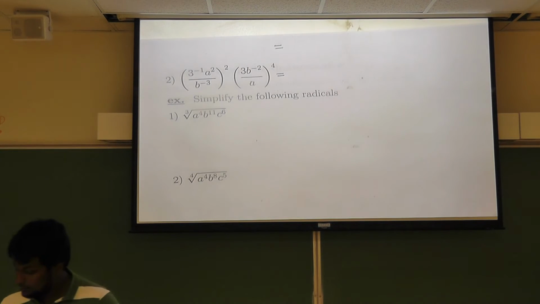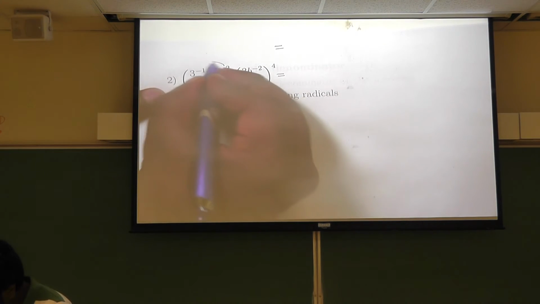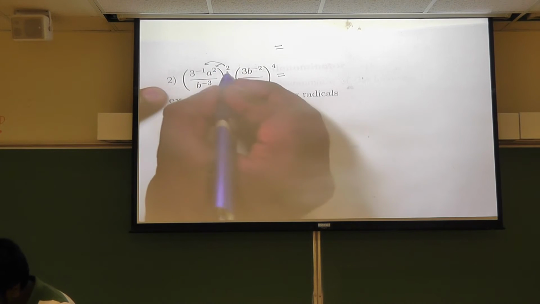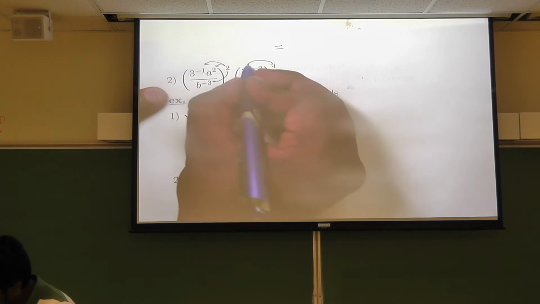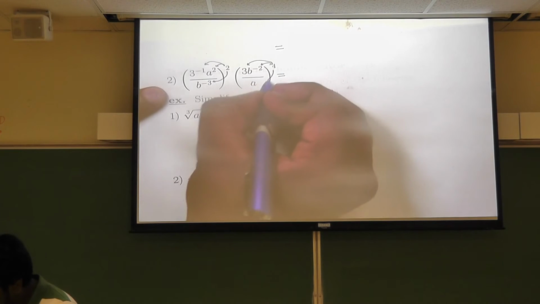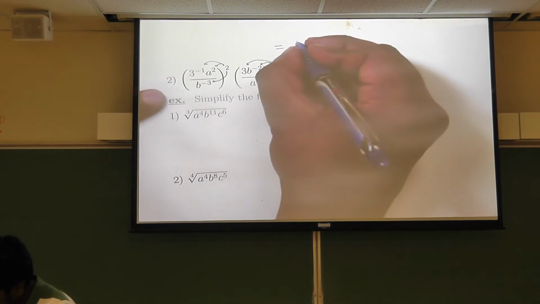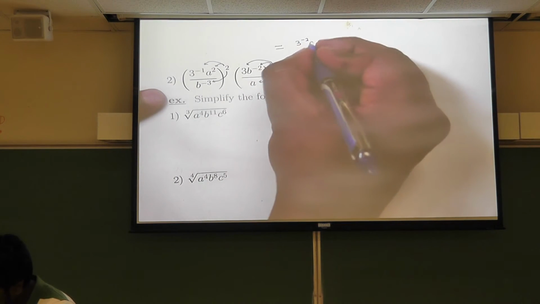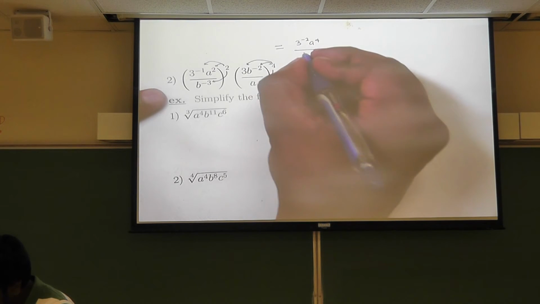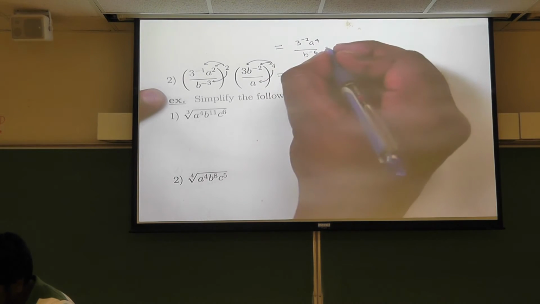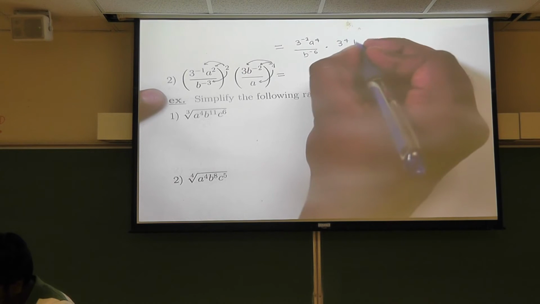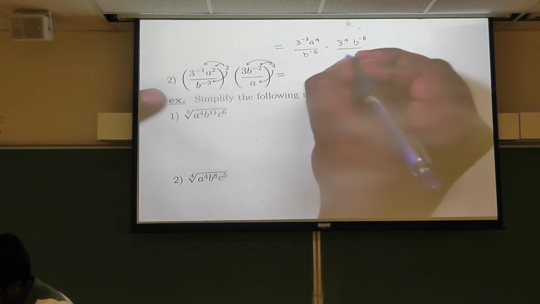So I'm going to multiply all these exponents by 2, and I'm going to multiply all these exponents by 4. So what I get is 3 to the negative 2 a to the 4 over b to the negative 6, times 3 to the 4 b to the negative 8 divided by a to the 4.